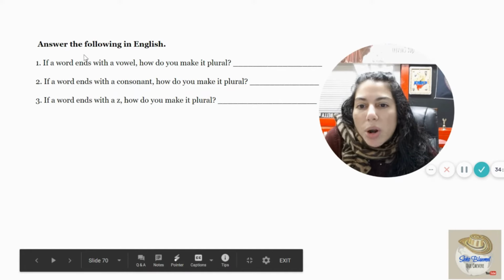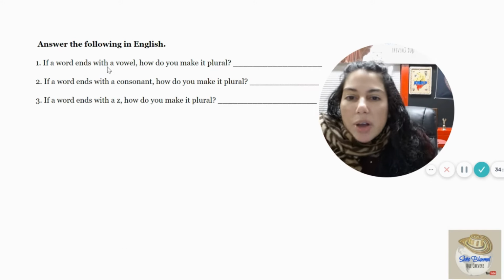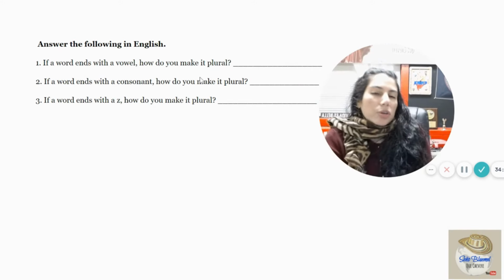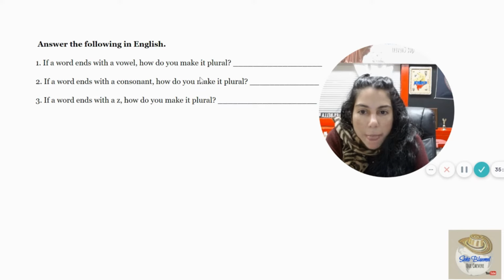Okay, so there's a part in the study guide where it says if a word ends with a vowel, how do you make it plural? So if a word ends in a vowel, you just add an S to it. So for example, the word casa, which is house. If you want to make it plural, you would say casas. So you just put an S at the end. So that's super easy. If it ends in a vowel, you just put an S.